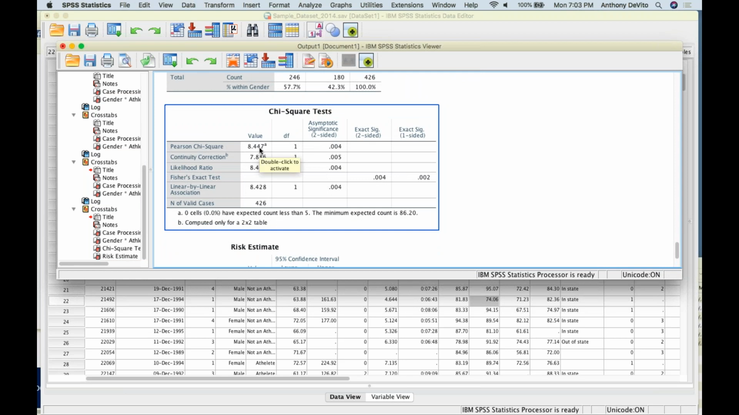8.447. Well, that's interesting, right? Because it's greater than 3.84. So that suggests I can reject my null hypothesis for 1 degree of freedom. And in fact, SPSS actually gives me a calculated p-value, or the probability that we would get that big a chi-square value if the null hypothesis were true, that there's no association between gender and whether or not you participate in athletics, right? So we can reject the null hypothesis and accept the alternative hypothesis.